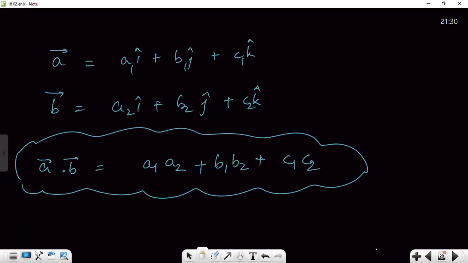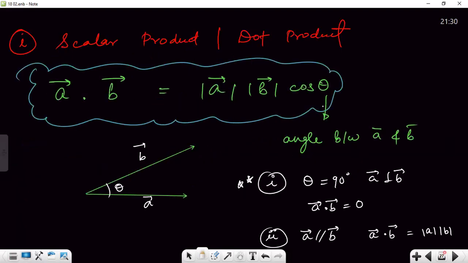This is very important. Please keep this in mind, that cos 90 is 0. So that's why the dot product of two perpendicular vectors will always be 0. And from here, the angle between two vectors can also be found out, if we know the dot product and their magnitudes.